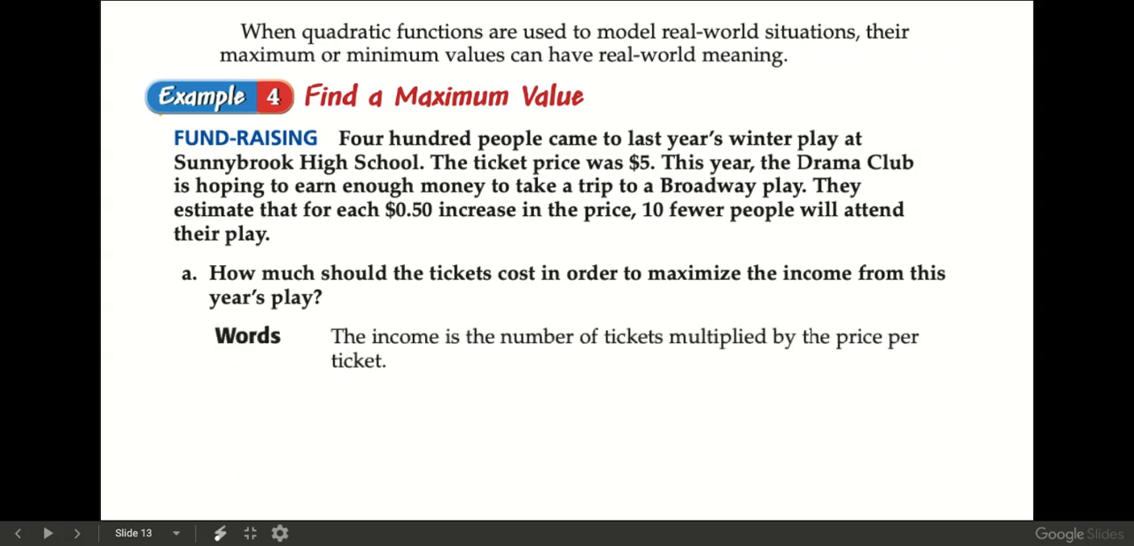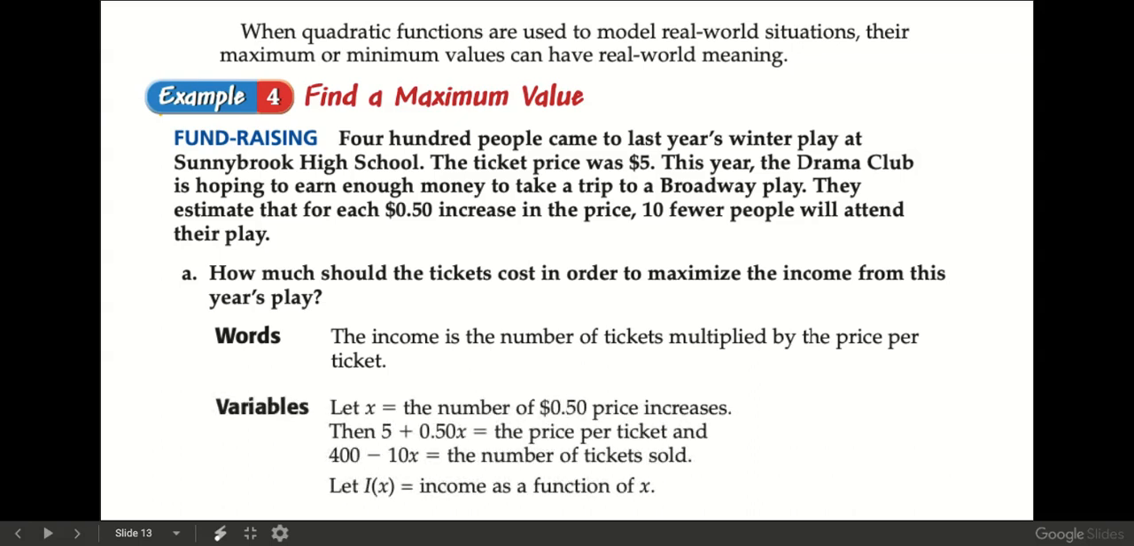So let's look. The income is the number of tickets multiplied by the price per ticket. So if we let x equal the number of 50-cent price increases, then 5 plus 0.50x equals the price per ticket, right? Because we know that the previous price was $5 and we're looking at increases of 50 cents.